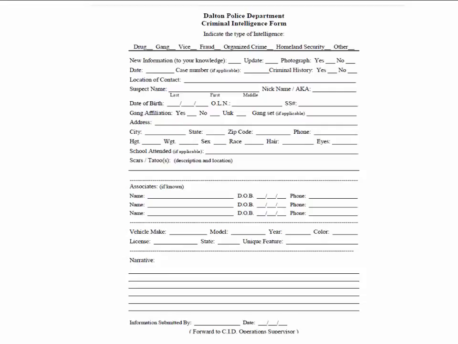You can see if it's new information and all the blocks that are down there for you to fill out. Make sure you fill this form out in its entirety with any of the information that you know, and make sure that it gets forwarded to the CID operations supervisor. If you have any questions about criminal intelligence or the process on criminal intelligence, please get with the CID operations supervisor or your immediate supervisor, and they can answer any of those questions for you.